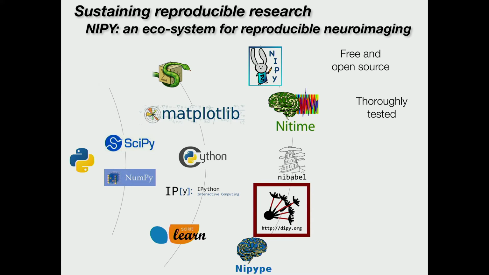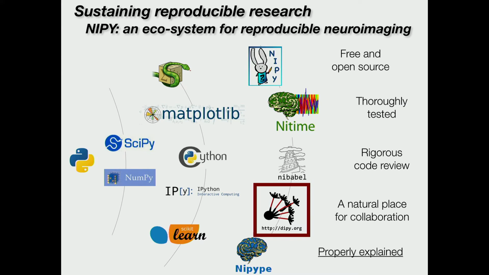Some of the principles behind this kind of community effort are that it's free, it's open source. We try to make it as thoroughly tested as we can. It goes through fairly rigorous code review through GitHub, the pull requests, etc. And that makes for a fairly natural place to collaborate around different ideas in neuroimaging. So you can propose different ideas for how to do neuroimaging analysis in this kind of environment, because it has the feeling of the kind of peer review that you want scientific ideas to undergo. And then we try to make it properly explained so that others can pick it up and start using it.